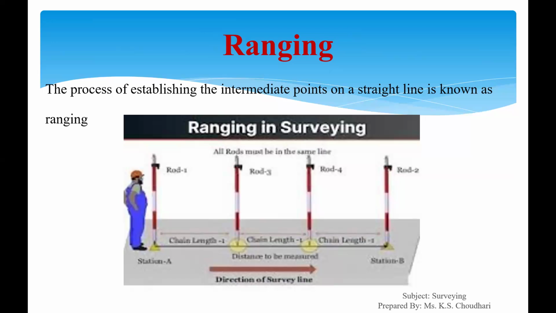Now, the ranging. The process of establishing the intermediate points on a straight line is known as ranging. Observe the diagram carefully. Rod 1 and rod 2 are the main points, and to establish the intermediate points, we use rod 3 and rod 4.